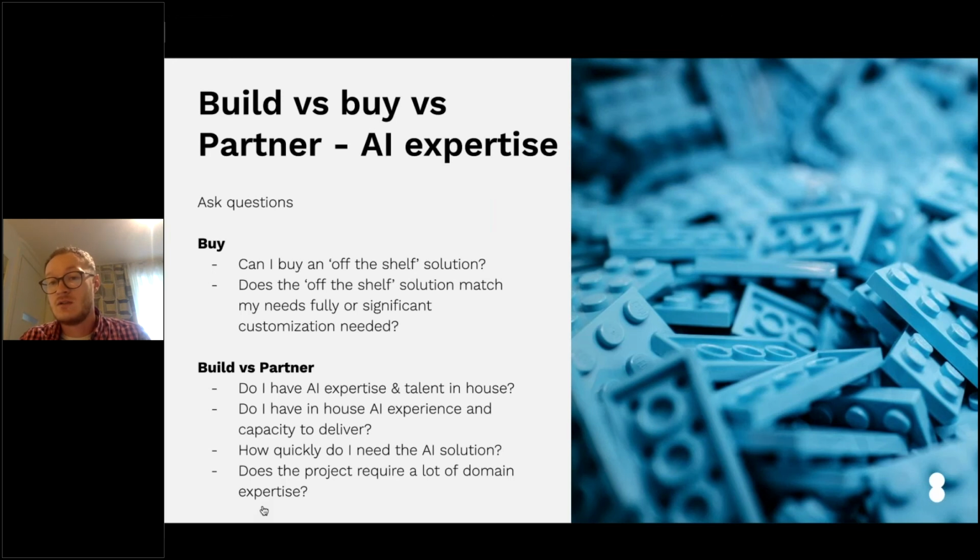Do you actually have the right experience and the ability to deliver? What's the time frame of the project? How quickly do you need to make it work? And also, quite important, does the project require a lot of domain expertise? Because quite often you'll see that the two worlds need to combine in order for AI projects to be successful. The world of the data and the AI models, but also the world of subject matter expertise and domain knowledge. Think about medicine, think about chemical space, where those two areas need to come together in order to form a successful project.